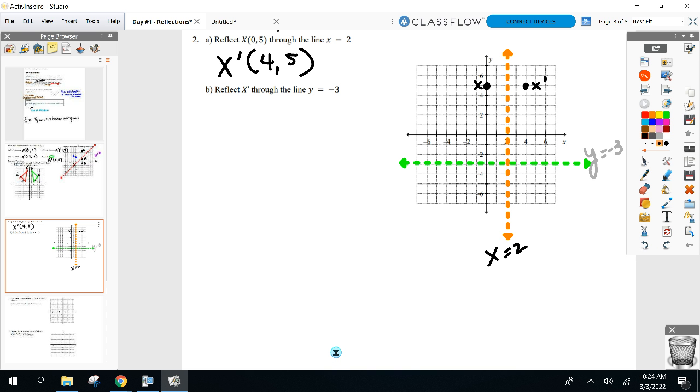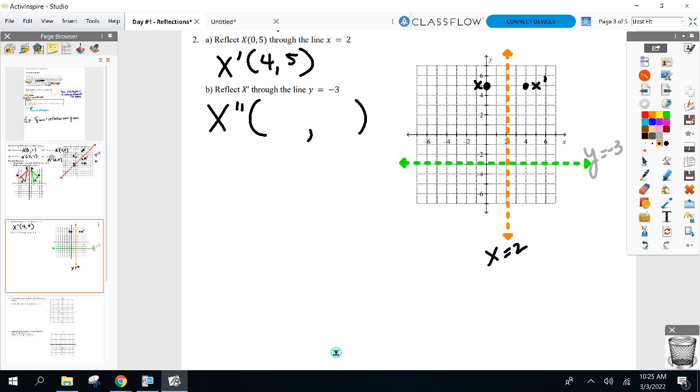Okay, before I ask for the answer, notation. You just reflected the prime. So now this point is going to be referred to as X double prime. When you reflect the prime one, you now call it double prime. If you went back to the original, you could still keep it prime. So what is the coordinate of X double prime?